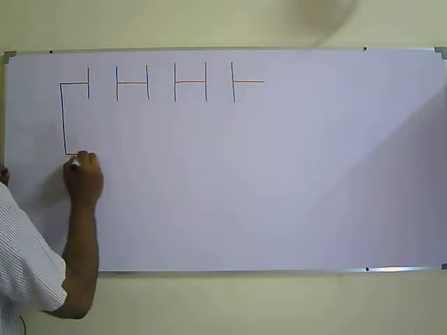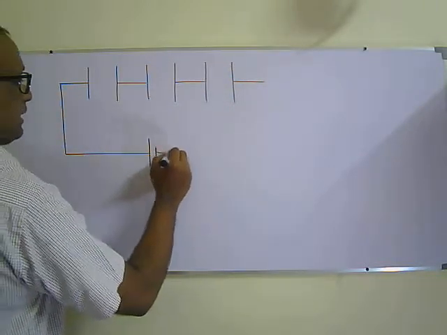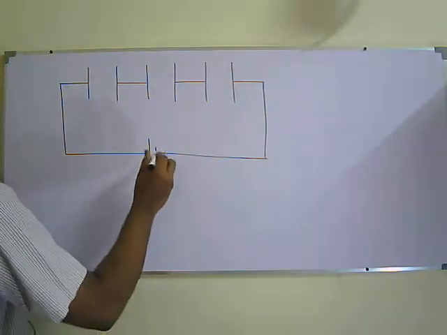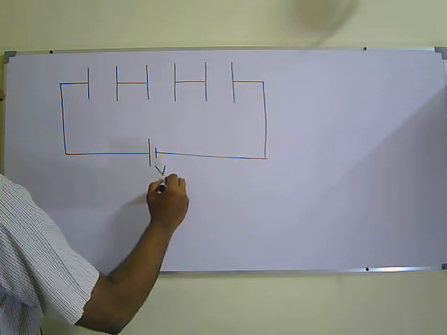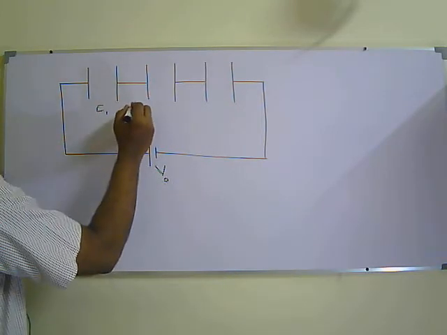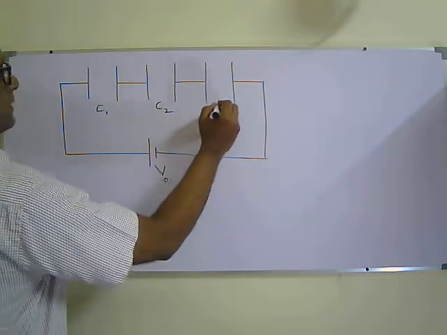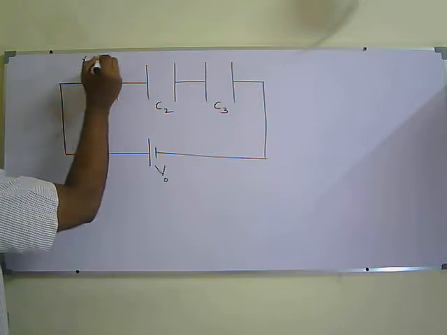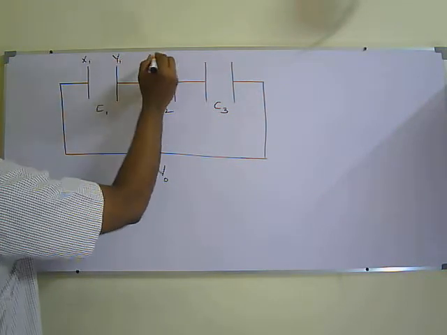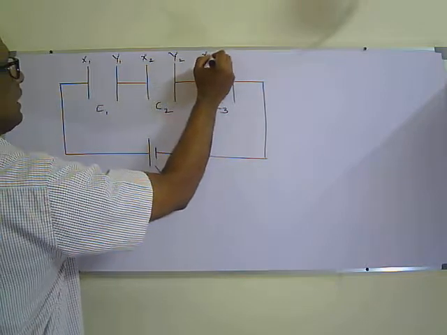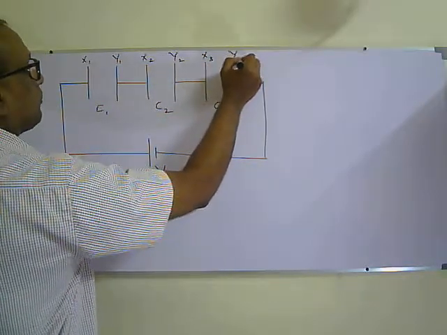So when three capacitors are connected in series to a DC power supply, the EMF of the DC power supply, let it be V naught. This is capacitor C1, the capacitance. This is C2 and this is C3. Say this plate is X1, this is Y1, this is X2, Y2, this is X3 and Y3.